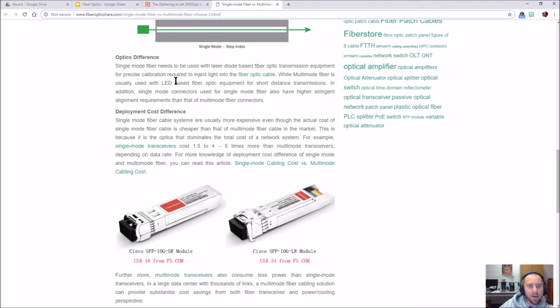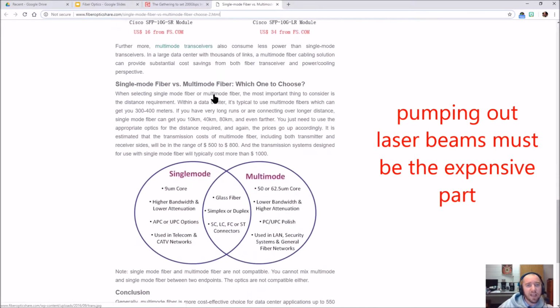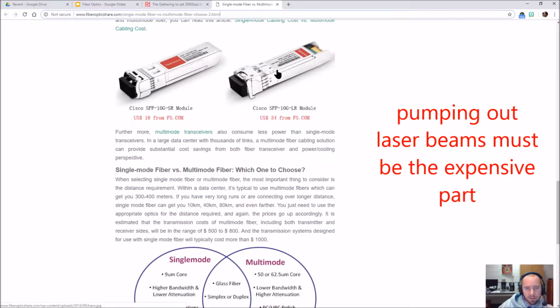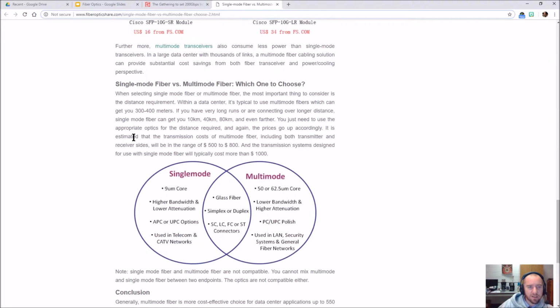It says single mode fiber needs to be used with laser diode based fiber optic transmission equipment. Single mode fiber cable systems are usually more expensive, even though the actual cost of single mode fiber cable is cheaper. Rolling down here to Cisco devices. Multi-mode transceivers also consume less power than single mode transceivers.